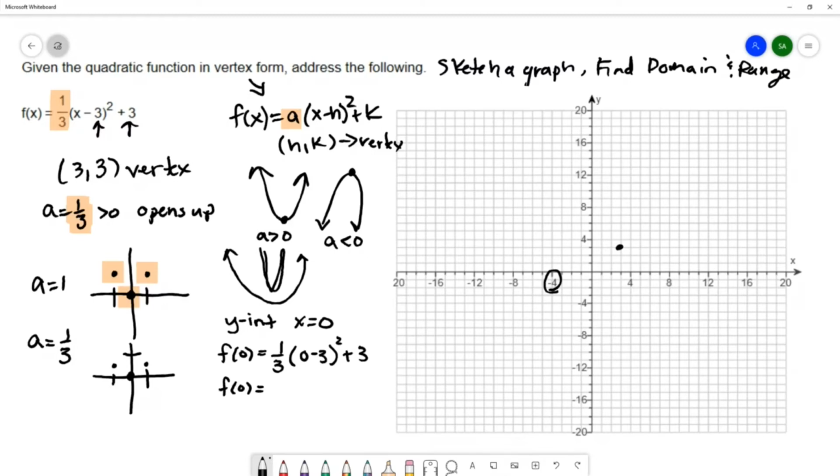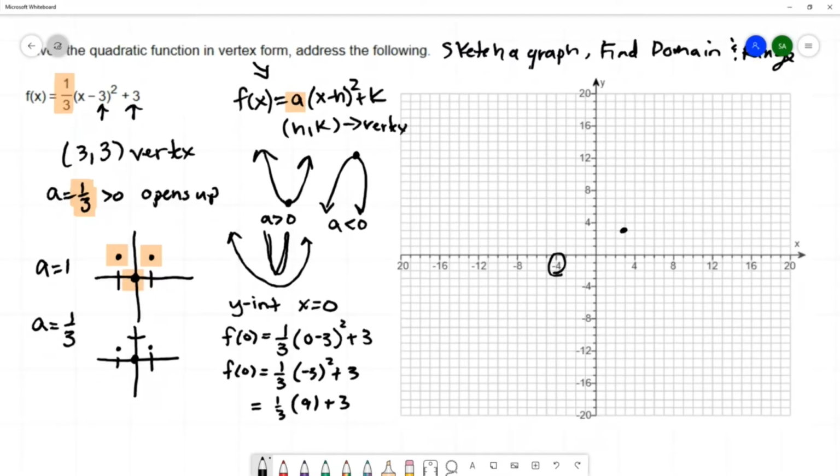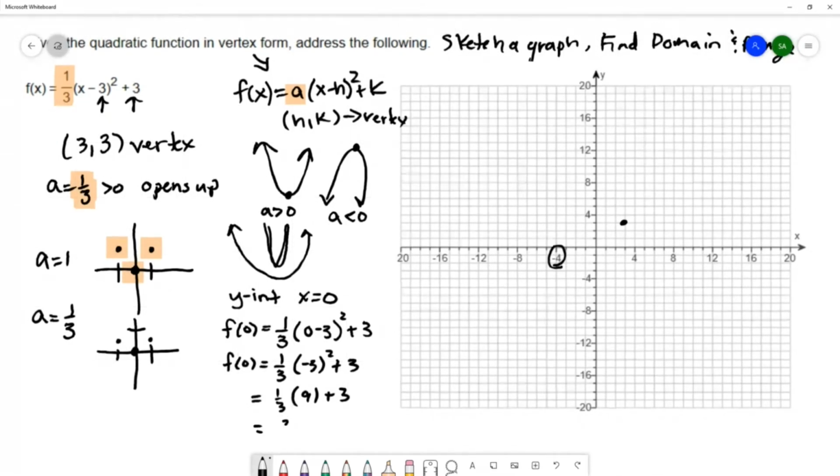We'll follow order of operations inside of the parentheses. 0 minus 3 is -3. -3 squared is 9. 1/3 of 9 is 3. And 3 plus 3 is 6. So this gives you a second ordered pair on the graph, (0, 6). Because those are both integers, MyMathLab will accept that second click, and you can see how wide the parabola is from there.